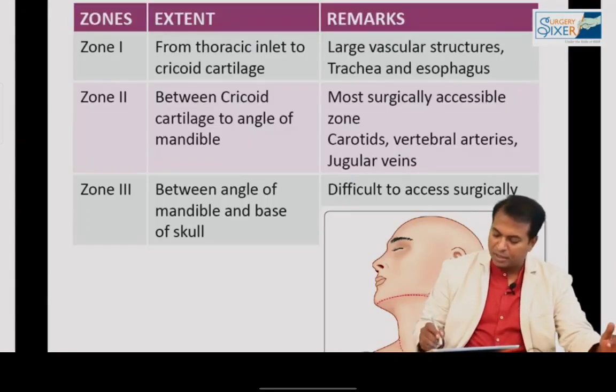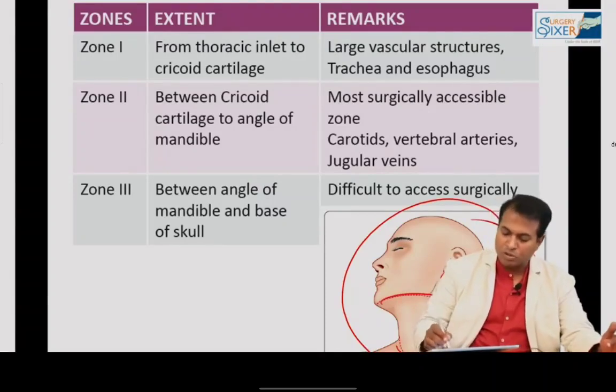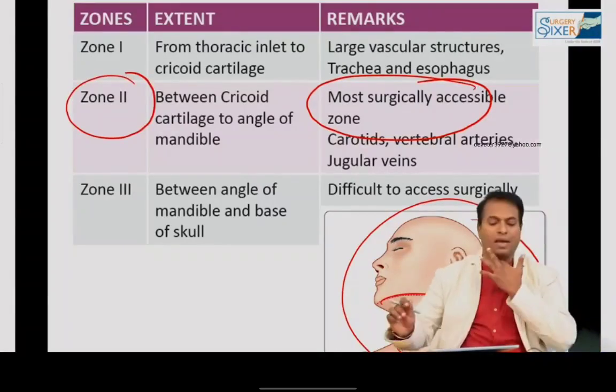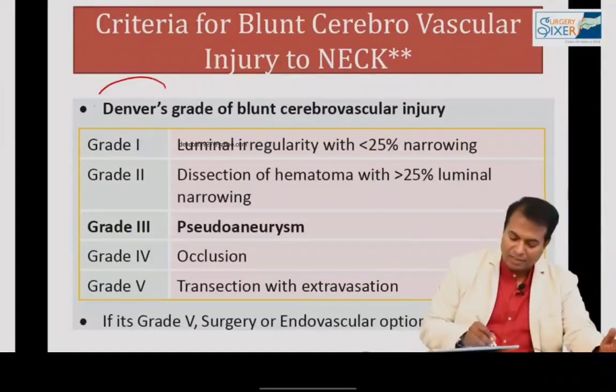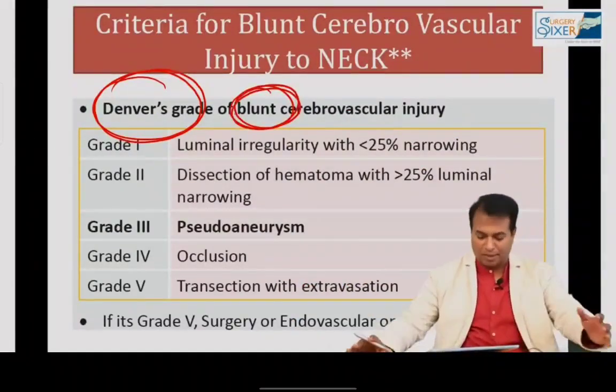And coming to neck injury, these are the 3 zones. Zone 1, Zone 2, Zone 3. The most surgically accessible zone is Zone 2, between the cricoid cartilage and the angle of the mandible. Please don't forget Denver's grading. It's for injury to the neck by blunt method. Okay? It is injury by blunt method.